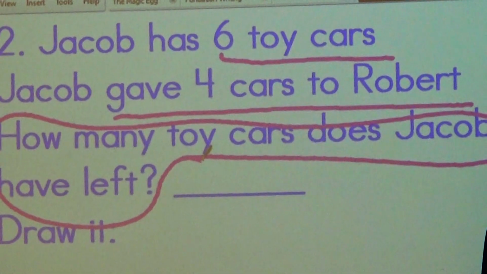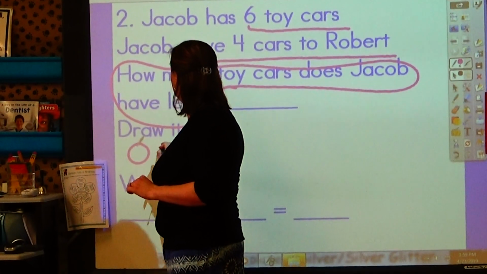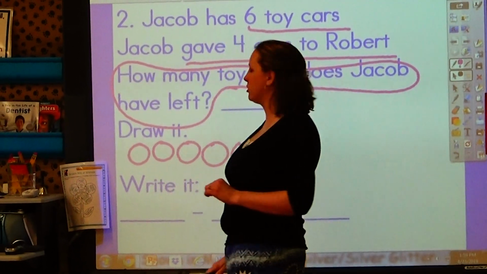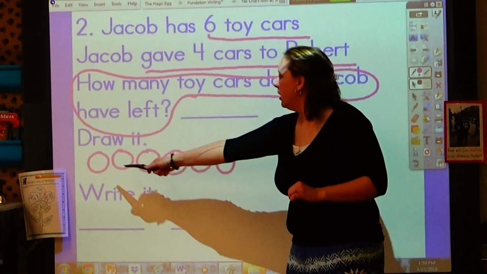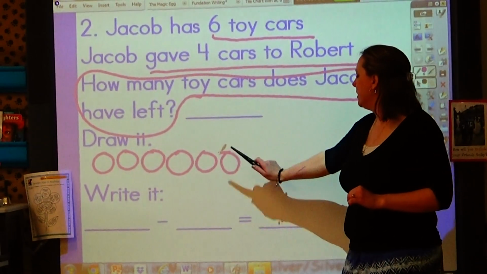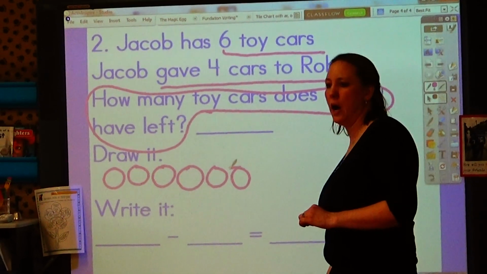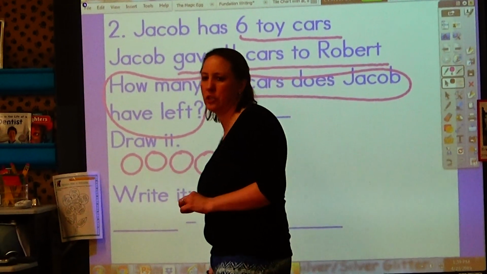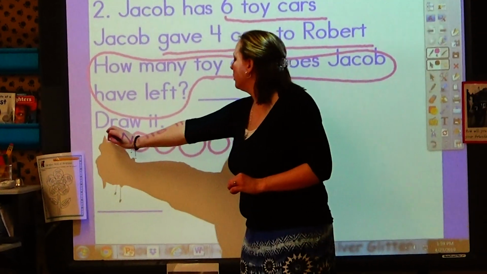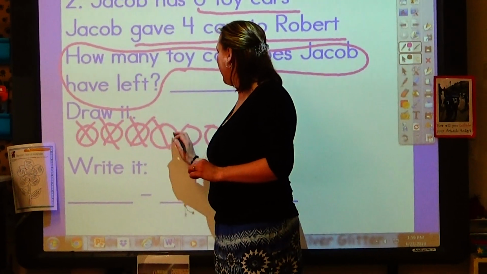All right, let's draw it this time. We're going to start with Jacob has 6 cars. So we're going to do our circles again. Let's count. Let's make sure we have 6 circles. Can you guys help me? 1, 2, 3, 4, 5, 6. We have 6 cars. How many did he give to Robert? Show me with your hands. Good job. 4. So we are going to cross out 4 because he gave 4 away.